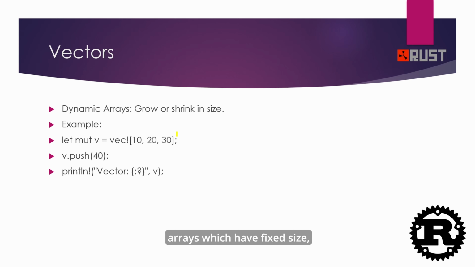Before we jump into code, let's talk about what vectors are. Unlike arrays, which have a fixed size, vectors in Rust are dynamic arrays. This means they can grow or shrink in size when needed. Vectors are a part of Rust's standard library and are implemented as Vec.